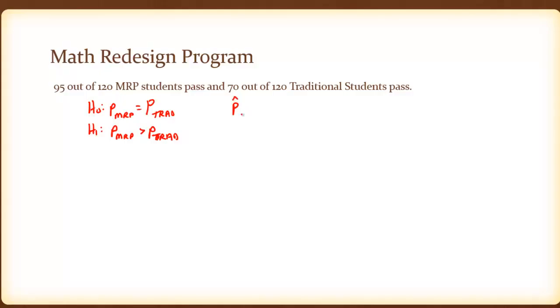In the MRP, p hat is what? 95 out of 120, which we got 0.792, correct? In the traditional, we had 70 out of 120 pass, and that was 0.583. Okay.